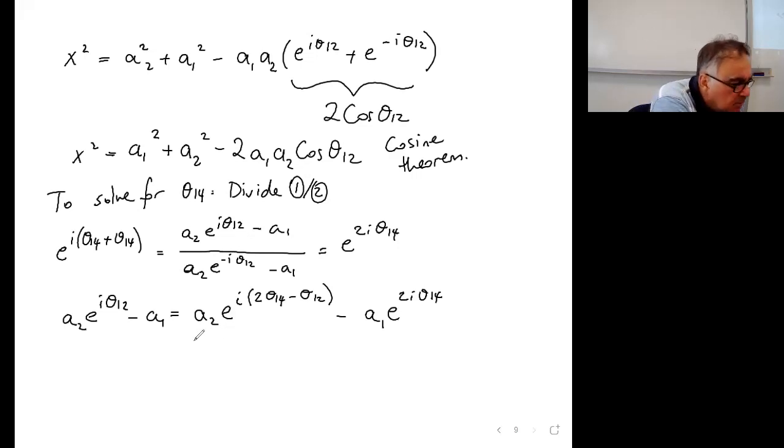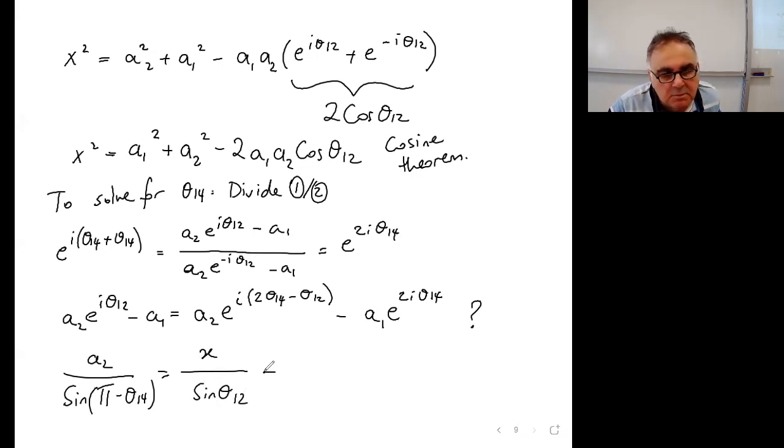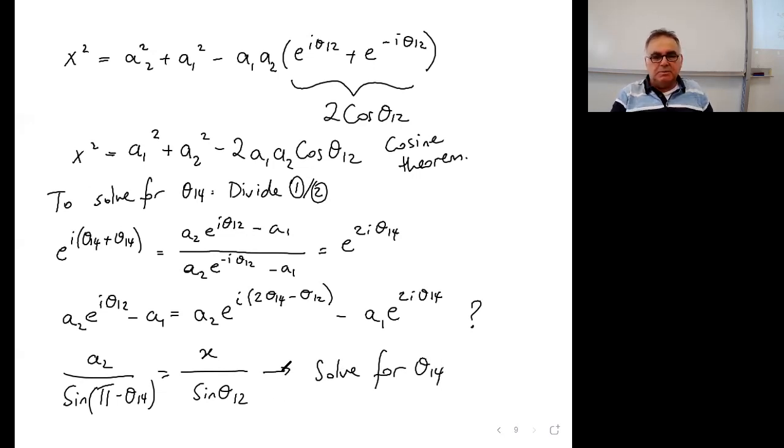Probably there is an easier way. First of all, the very much easier way is to use the following. If you look at it, well, let's keep it here for the time being. I will tell you later. For example, you can do A2 over sine, let's say, pi minus theta 1, 4 equals over theta 1, 2. I'm just making a simple thing more complicated here.